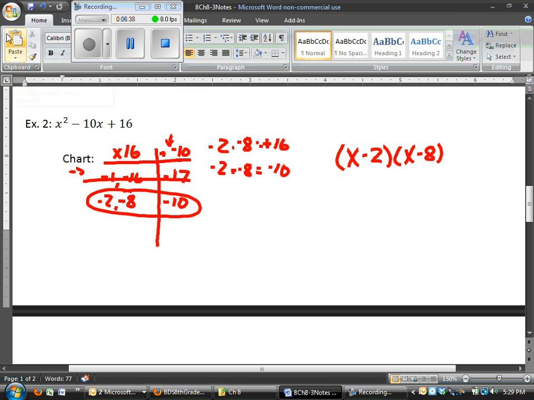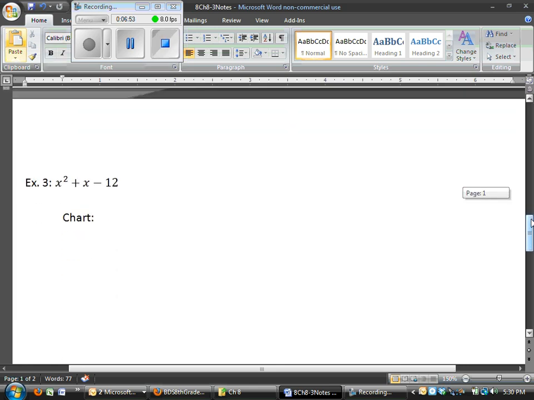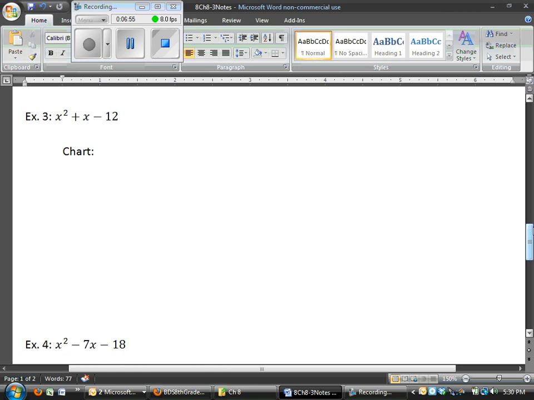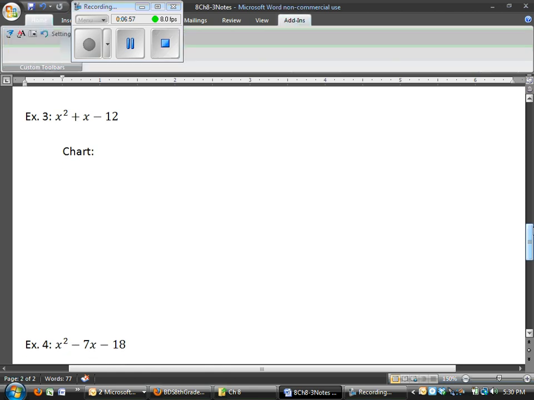Okay? If not, if you can look at this, know that negative 2 times negative 8 is positive 16, negative 2 plus negative 8 is negative 10, and get it, that's great. I hope all of you get to that point someday, but there's some of you that are not there yet. Okay? That's what the chart is there for, is to help you. So please use it. So let's look at example 3.